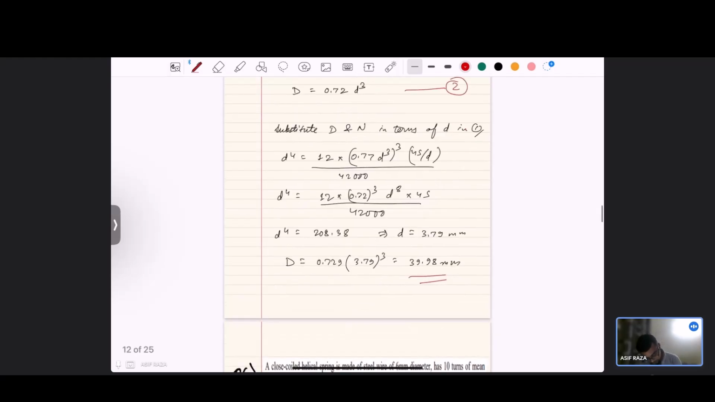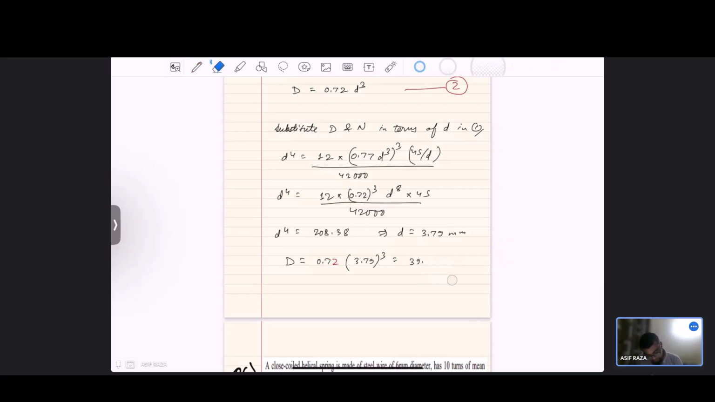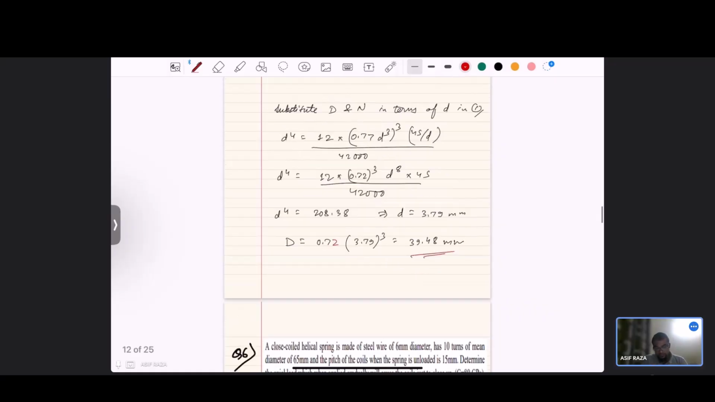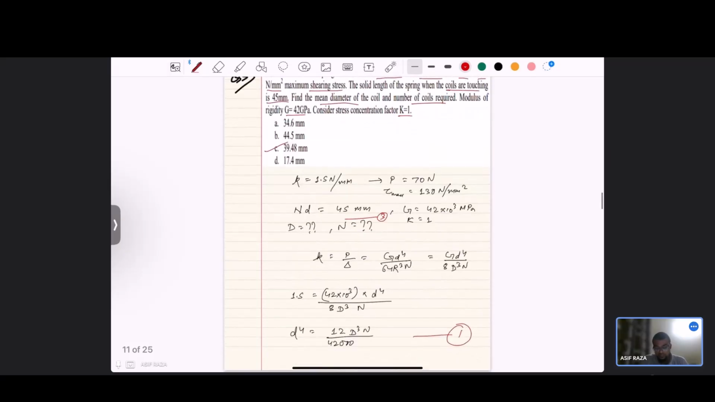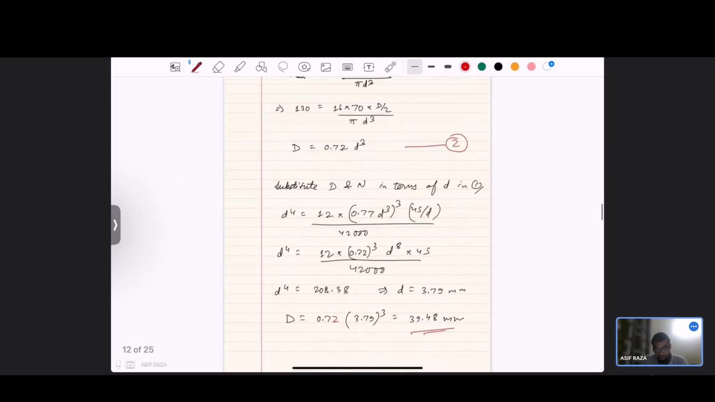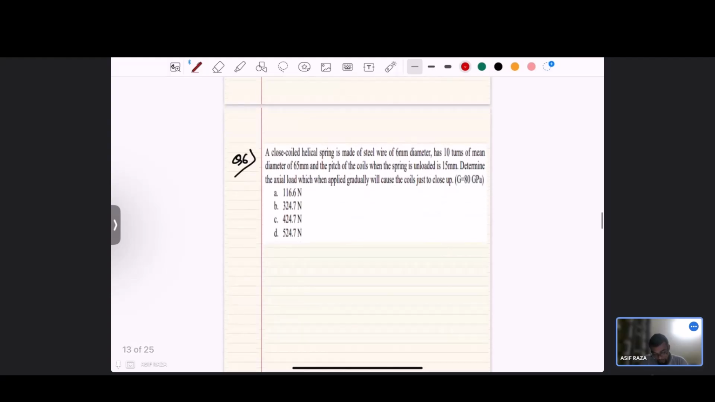Okay, so if I take this as 7 to 10, then it comes around 4, 8. Okay, it was a lengthy question, a bit calculative, I would say. Let's do the next question.